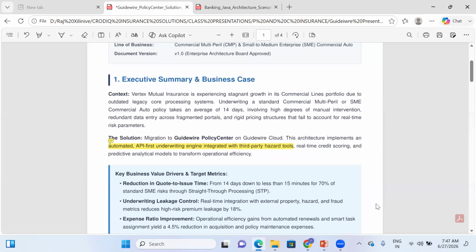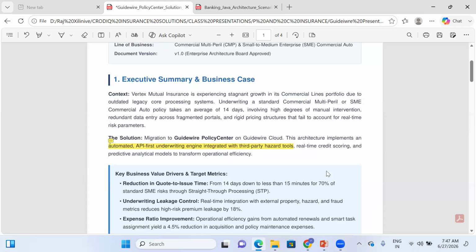So this can be any third-party hazard tools and everything for that, right? So these are the major areas. Automated architecture: implementation of automation where we want to have an API-first underwriting engine, which must be integrated with third-party hazard tools. That is the first element.